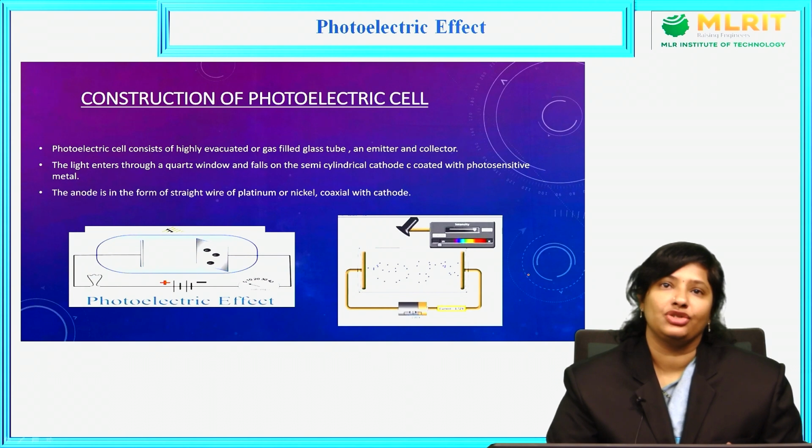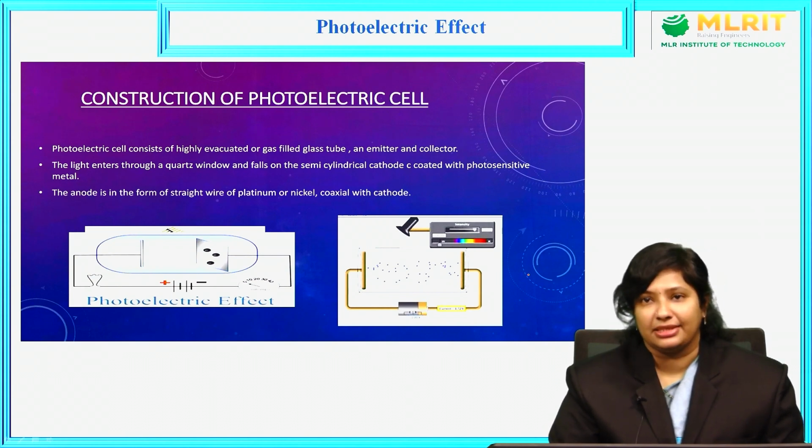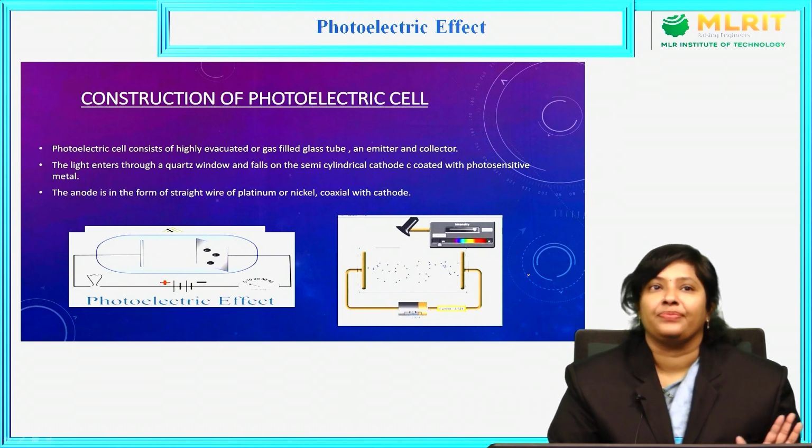Next, construction of a photoelectric cell. Consider a gas-filled glass tube, an emitter and a collector. The emitter is connected to the negative terminal of the battery and the collector is connected to the positive terminal of the battery. Next, this emitter is coated with a photosensitive material and the collector is coated with platinum or nickel.